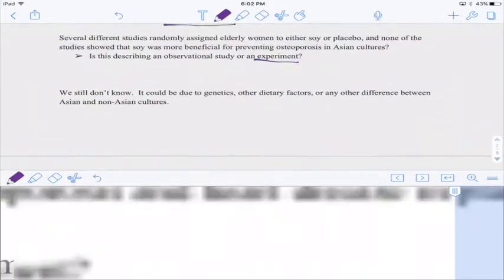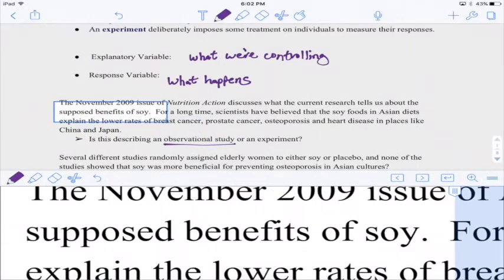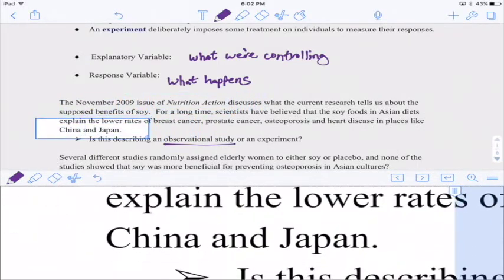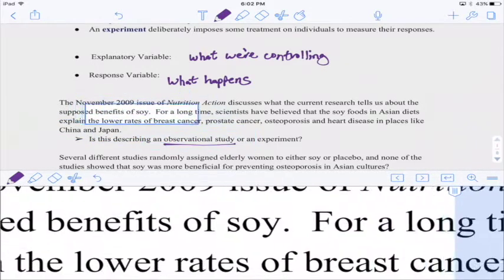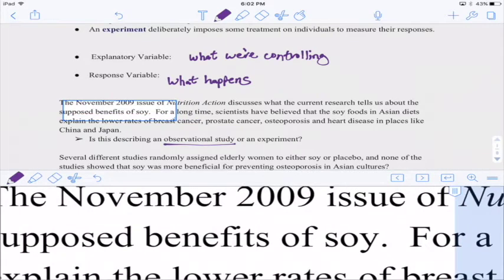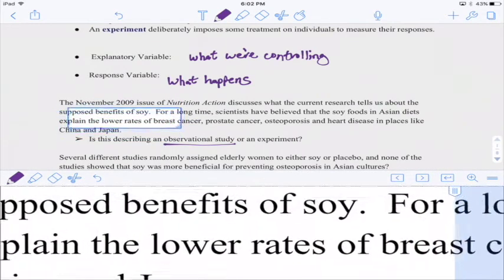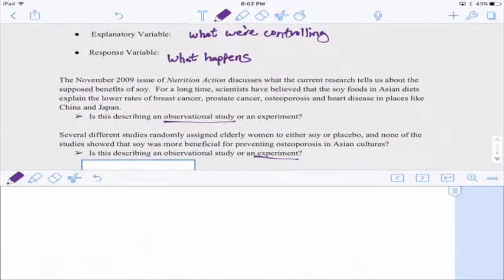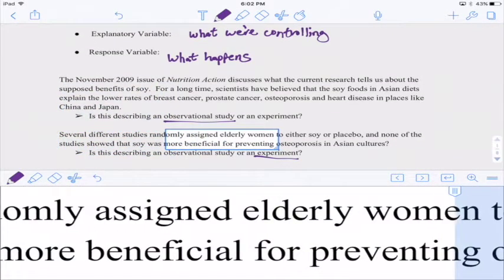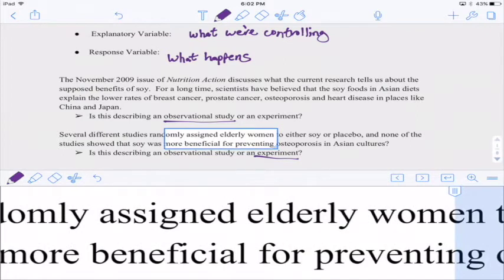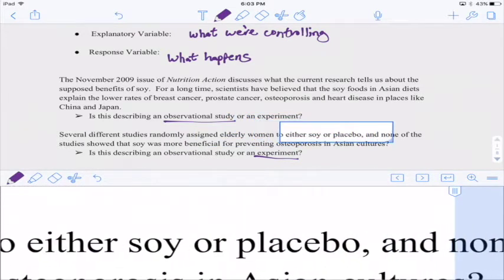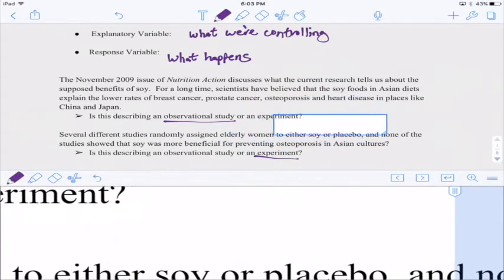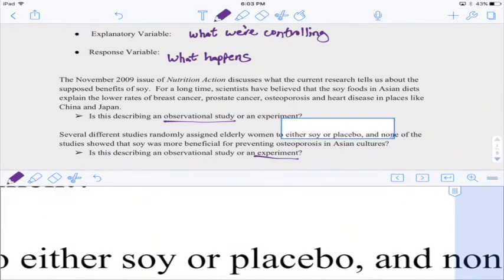So going back to our example, remember in this one they had women from some countries and then women from China and Japan. This was an observational study. They believe that this soy had some effect, but there's a chance that genetics and all these other things could be in there. However, if we just randomly assign women of all different races and all different backgrounds of the same age, then we can control and get rid of some of these lurking and confounding variables. So then this soy will have a better chance of coming out as a positive response.